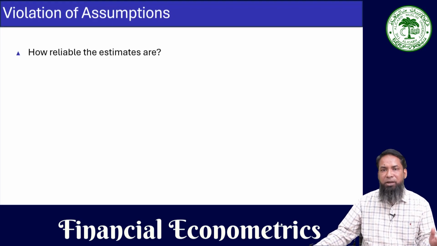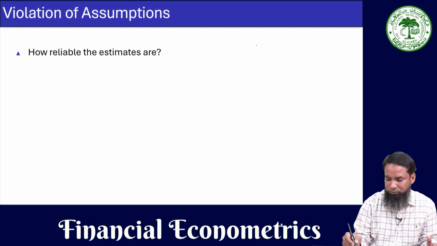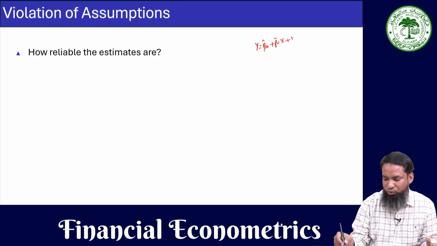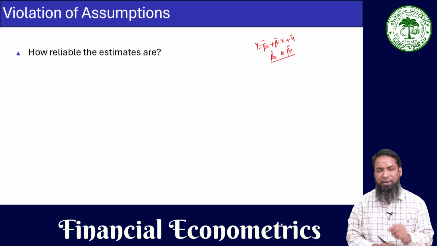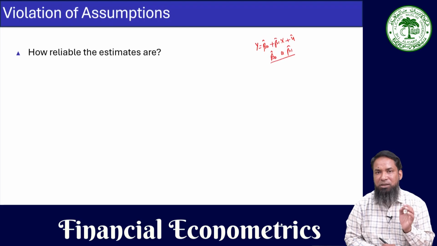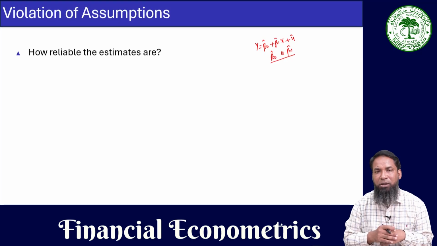Once we estimate the parameters, that is once we get the value of, let us say, beta 0 hat plus beta 1 hat x1 plus u hat, that is the estimates we get, the next question we have to answer is how reliable these estimates are. Because once we make sure these estimates are reliable, then only can we make inferences.